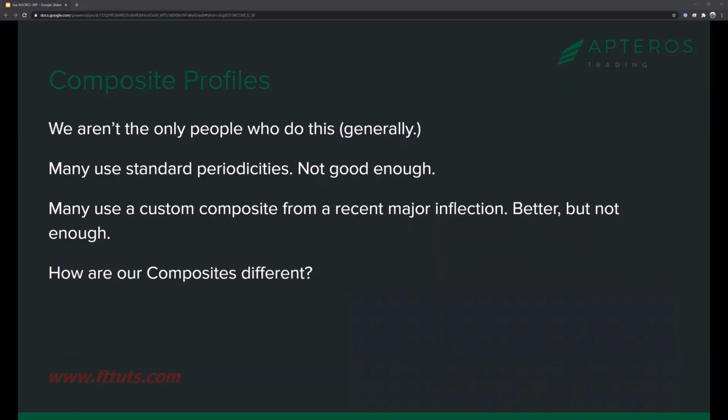We're not the only people to do this, okay? A lot of people use standard periodicities. They'll call it a composite profile, but really it's just a weekly profile or a monthly profile. Not good enough. A lot of people use what they literally call a custom composite from a major inflection. That's also not good enough. The reason is that now you're putting so much information into this composite that your value area is no good.